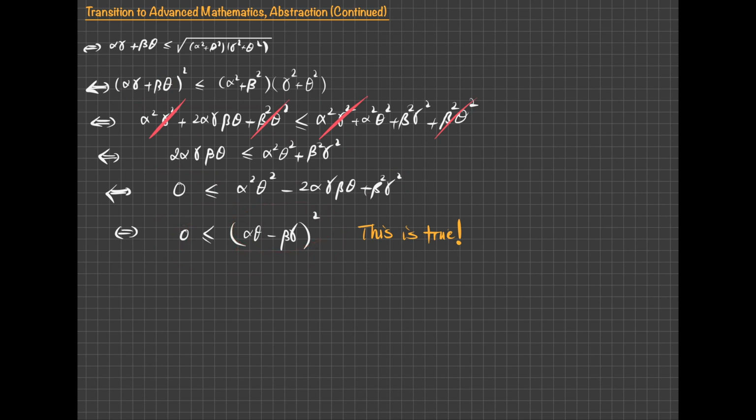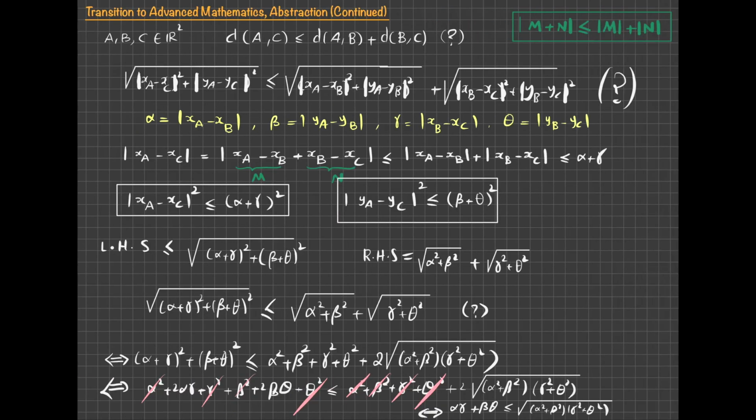Okay, and because all of these steps are reversible, and you see that's a very, very crucial thing, that all the steps should be reversible, then it means that I can come back and say that this original inequality is true. And because this inequality is true, the left-hand side is smaller than the right-hand side, so I am done.